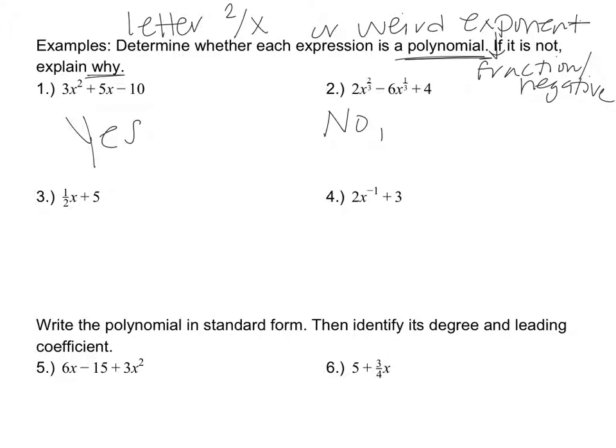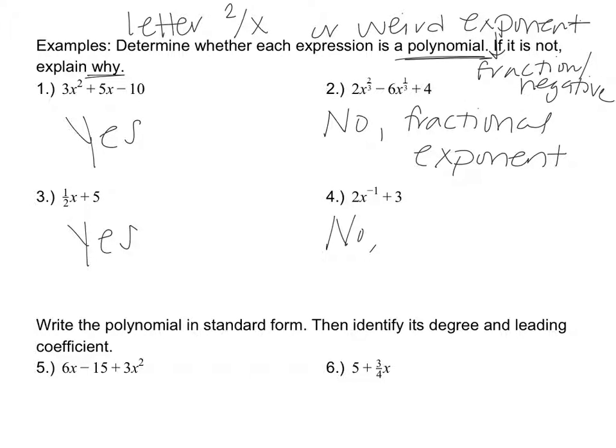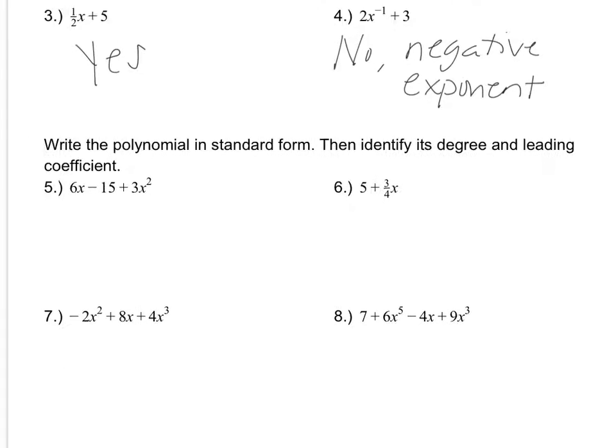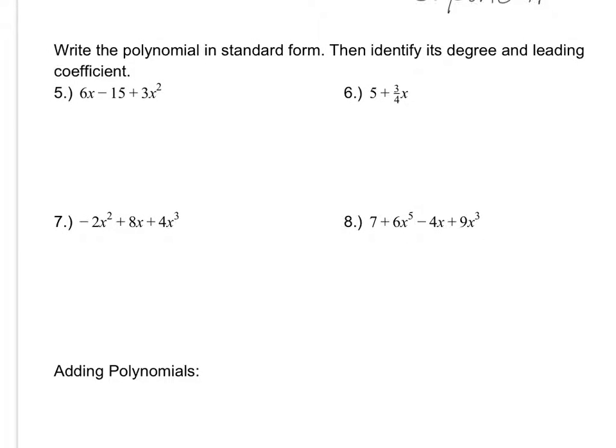the denominator and there are no weird exponents like no negatives or no fractions in an exponent. Number 2 is not a polynomial because it has a fractional exponent. It has an exponent that is a fraction. Okay. Number 3, yes, is a polynomial because there's no variable in the denominator of a fraction and there is no weird exponent. And then number 4 is also a no because it has a negative exponent.